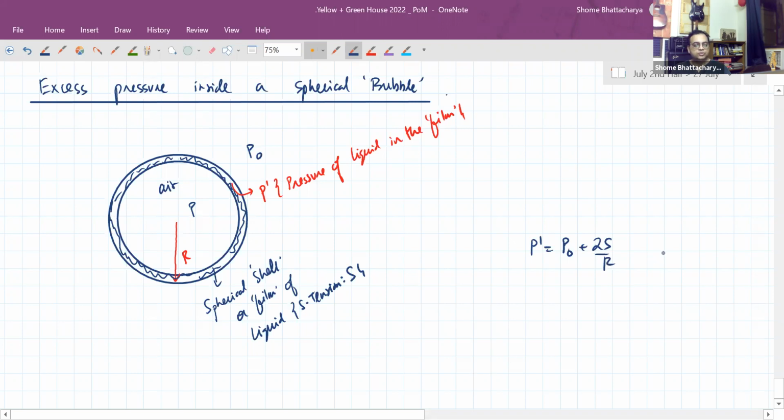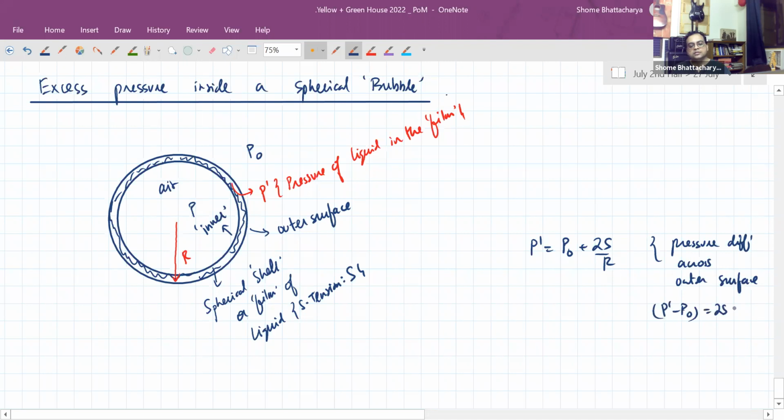Okay. Because as you go from the convex to concave side across a spherical surface, there are two surfaces here. There's the outer surface and then there's the inner surface. Okay. So this is because of the pressure difference across the outer surface. That is your P prime minus P naught. That is equal to 2S by R.